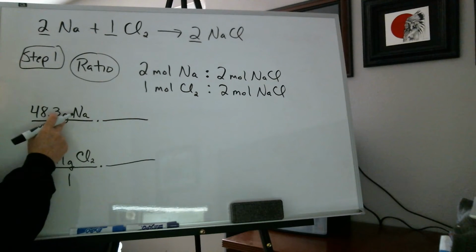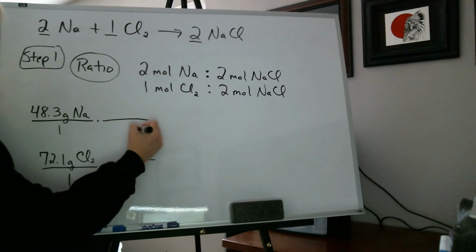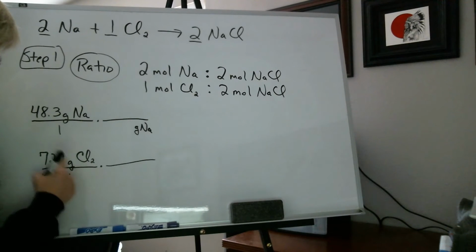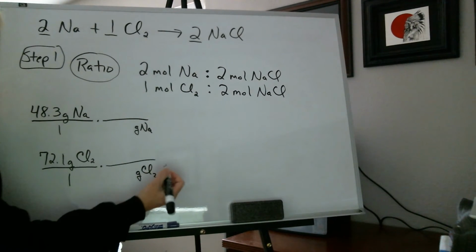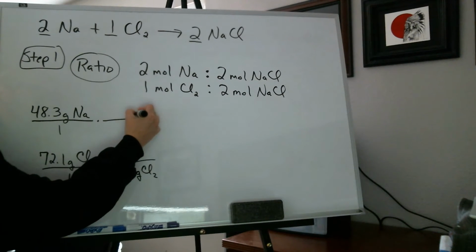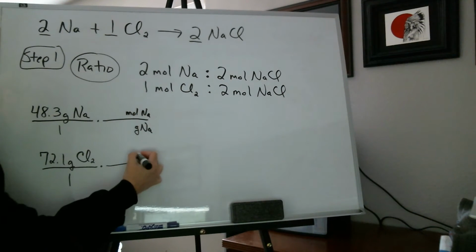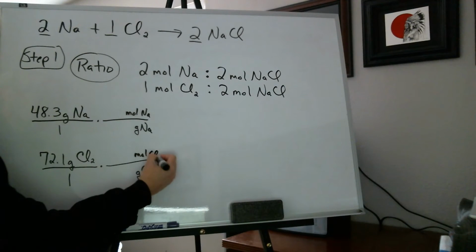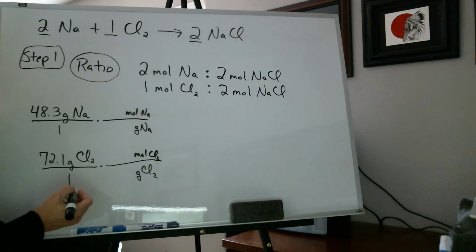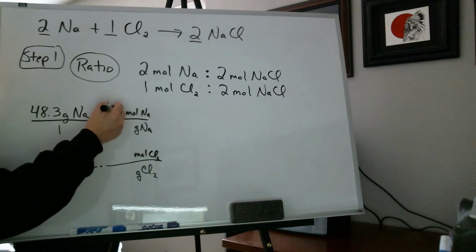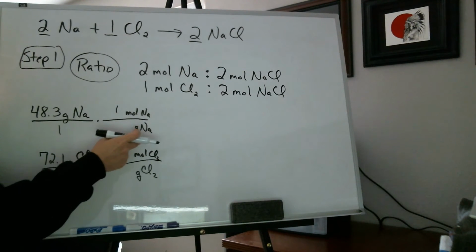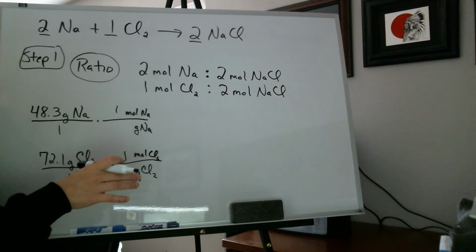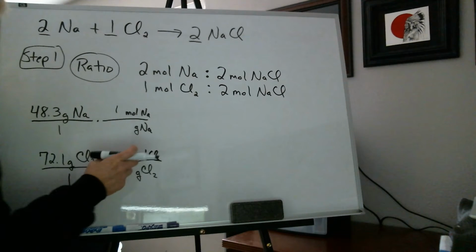So I want to get rid of grams of sodium, so that goes down here on the bottom. And I want to get rid of grams of chlorine. And I want moles. I want moles of sodium, and I want moles of chlorine. Okay, in 1 mole, how many grams of sodium are there? So that's where we go back to finding the molar mass. Remember that? We talked about that just a bit ago.